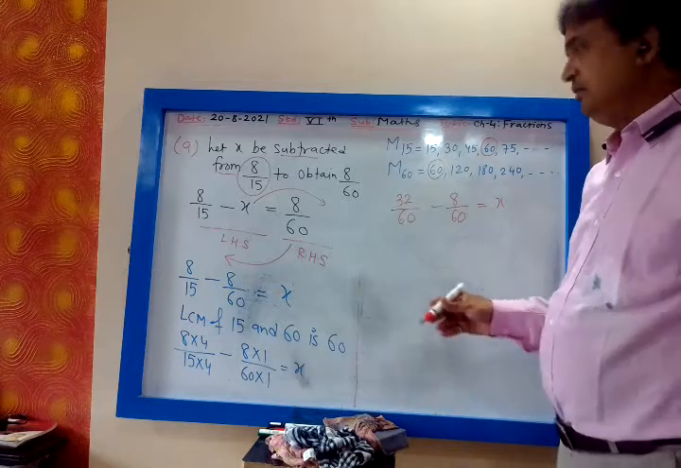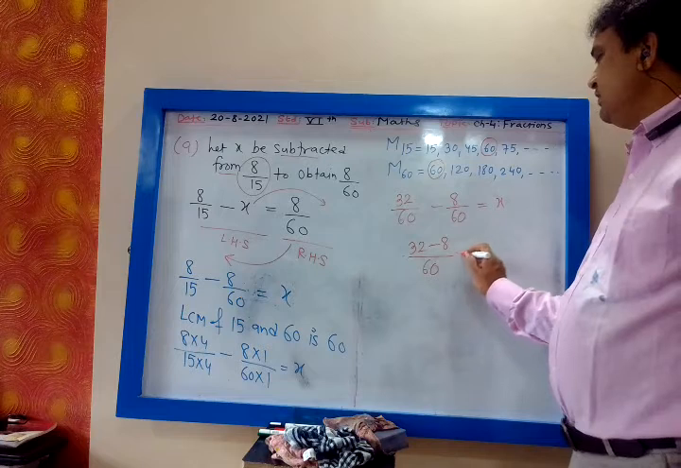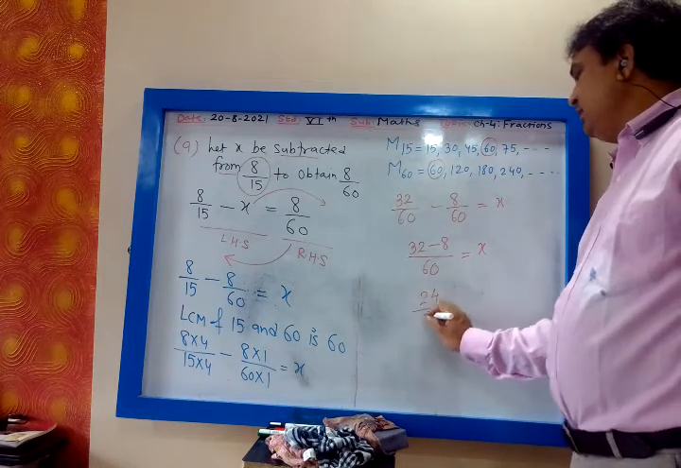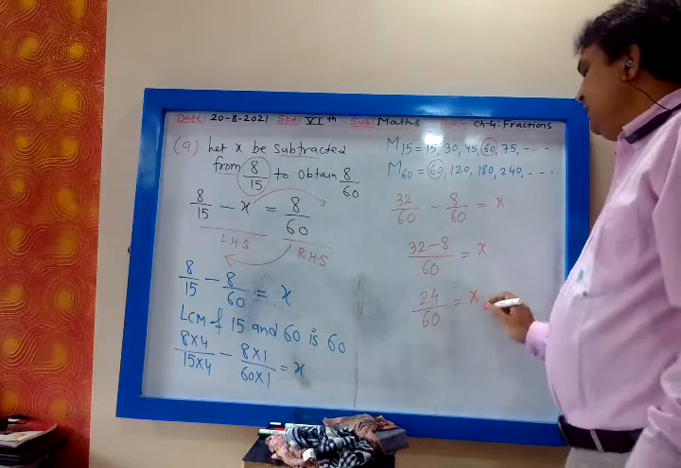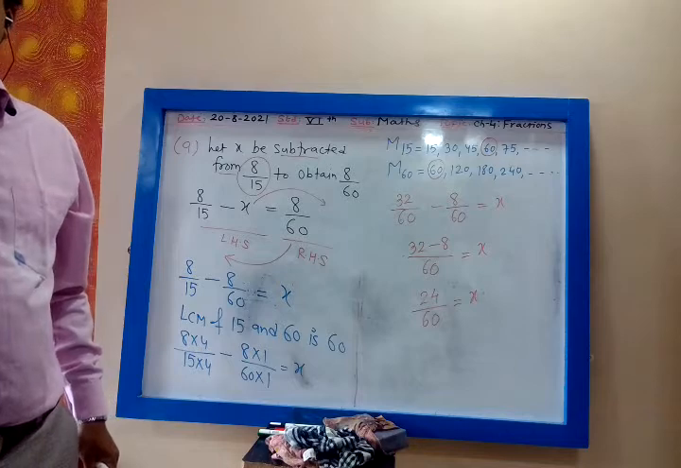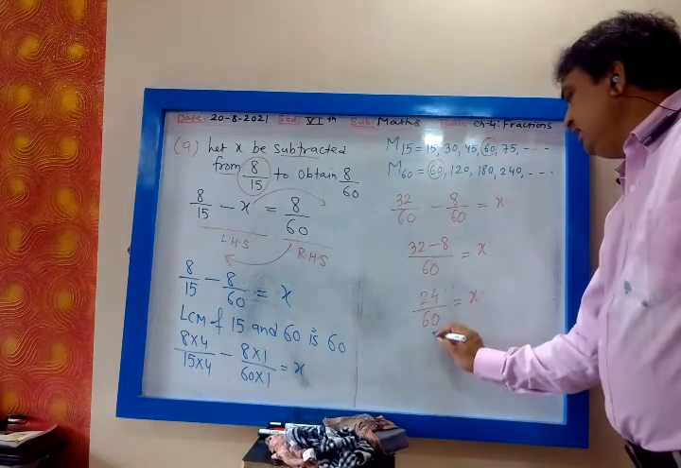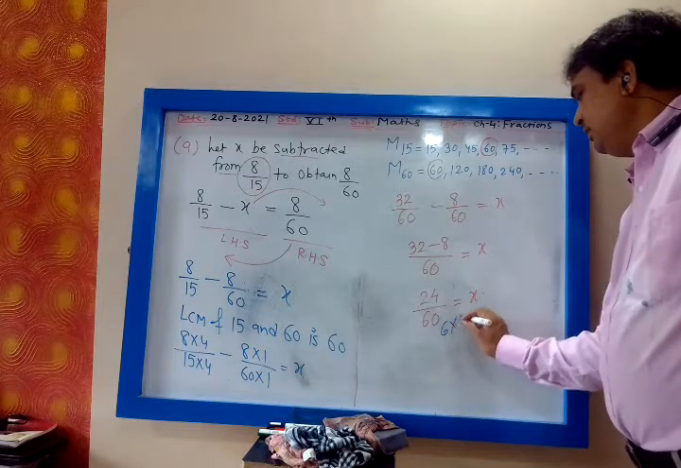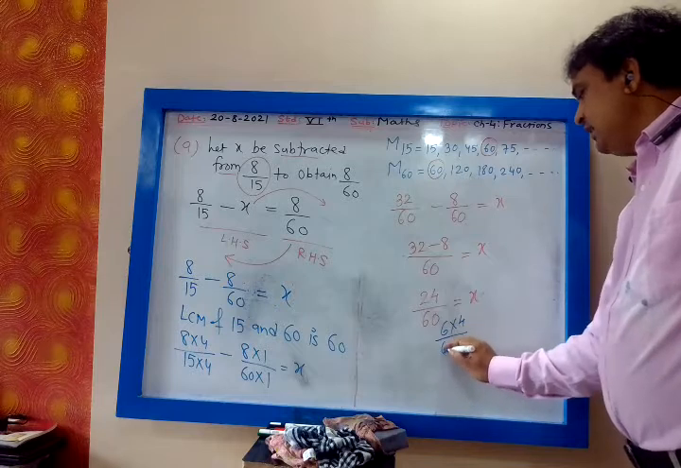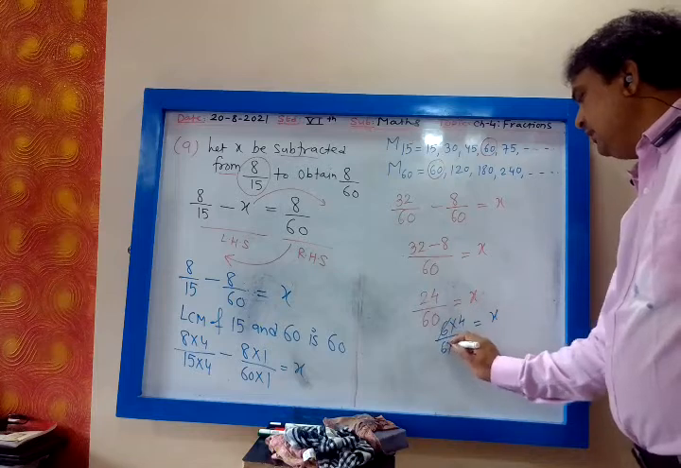So 32 minus 8 upon 60 is equal to x. What is 32 minus 8? 24. 24 upon 60 is equal to x. But 24 and 60 have a common factor. You have to write this in the lowest term. 24 I can write as 6 fours, and 60 as 6 tens. The 6 gets cancelled. That is 4 upon 10.